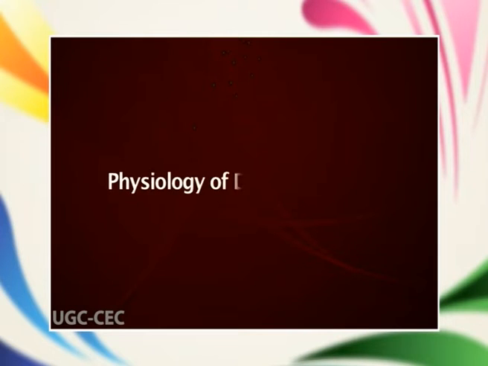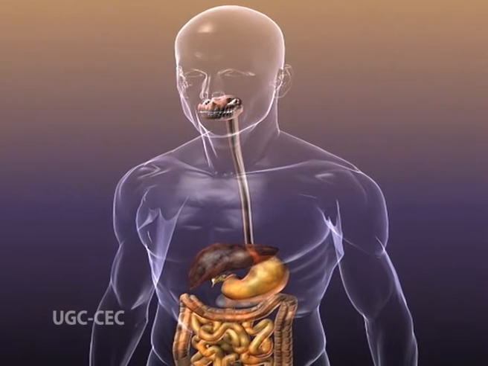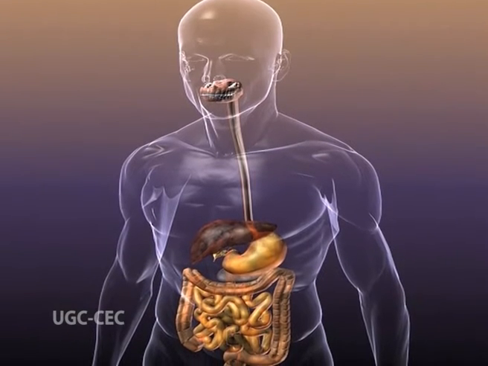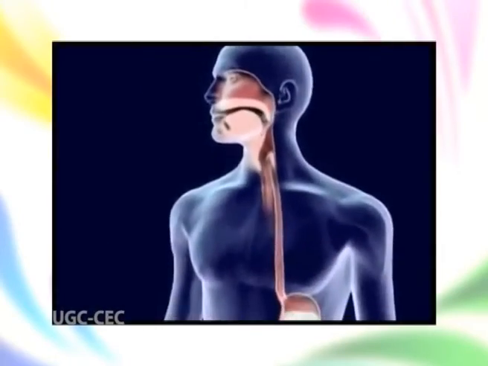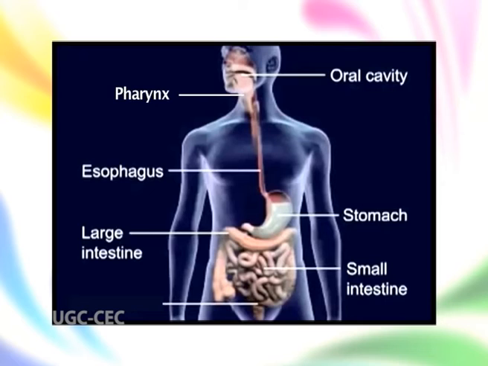First of all, let us have an introduction about the physiology of digestive system. The digestive system is a group of organs that work together in order to convert food into energy and basic nutrients to fulfill the requirements of our body. In the process of digestion, the food passes through the alimentary canal, also called the gastrointestinal tract. The gastrointestinal tract comprises of the oral cavity, pharynx, esophagus, stomach, small intestines and large intestines.